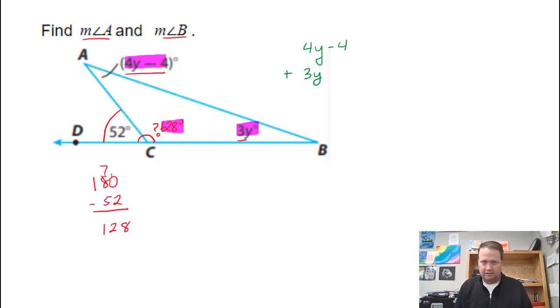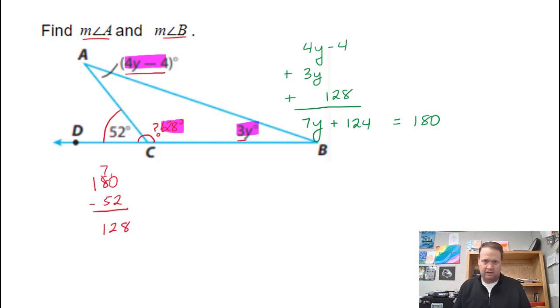Let's add 3y. That's what this second one was. And then the other one was 128, I'm going to put it over here, plus 128. If I add all that up, I know it equals 180 degrees. 4y and 3y is 7y. And 128 take away 4 is 124, so I'll add 124. And that's what you get when you add up all three angles.